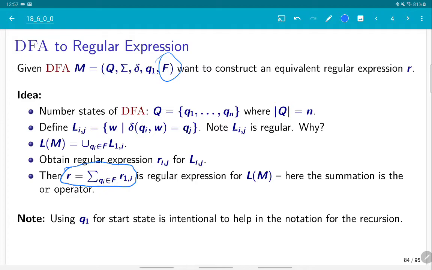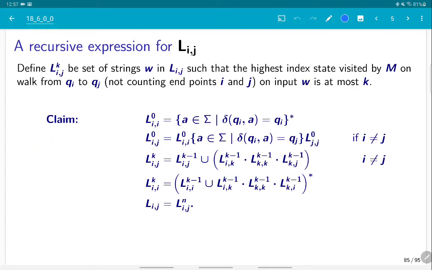In the following, q1 to qn would be the numbering of the states. This is intentional. q1 is the start state, and that's it. Okay, so now the trick is to come up with this recursive structure. Now, how are we going to do the recursive structure? Well, we are going to follow the idea behind Floyd-Warshall. And what do I mean by that? Well, think about this. Our states are essentially numbered 1 to n, right?